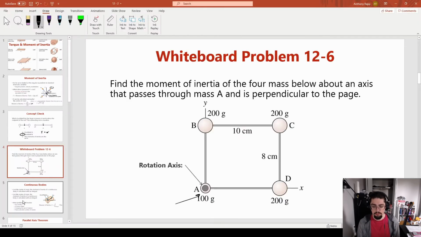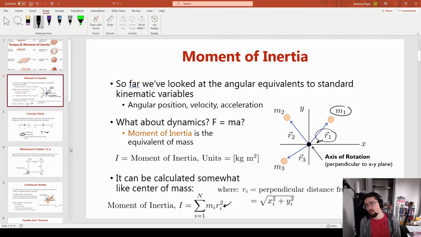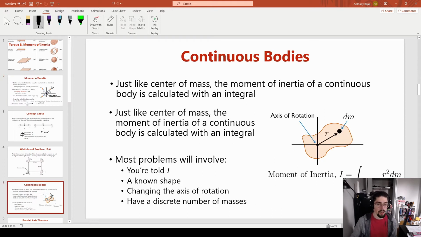So let's imagine, just for fun, just for entertaining the idea, what would happen if we had so many masses that we couldn't possibly calculate all of them at once? What if there was an uncountable number of objects all put together, otherwise known as a continuous body?